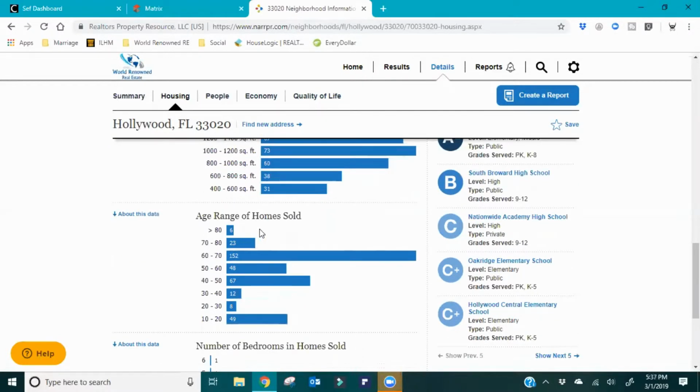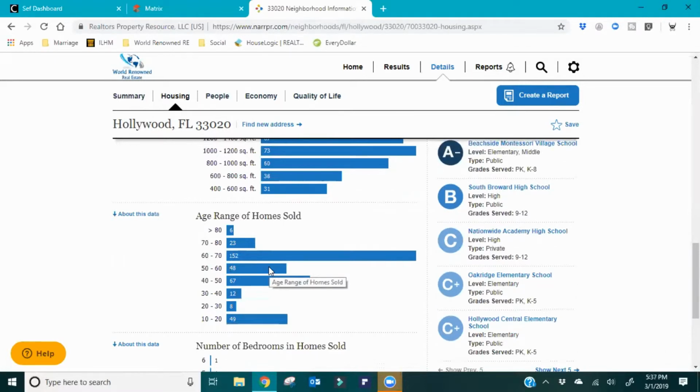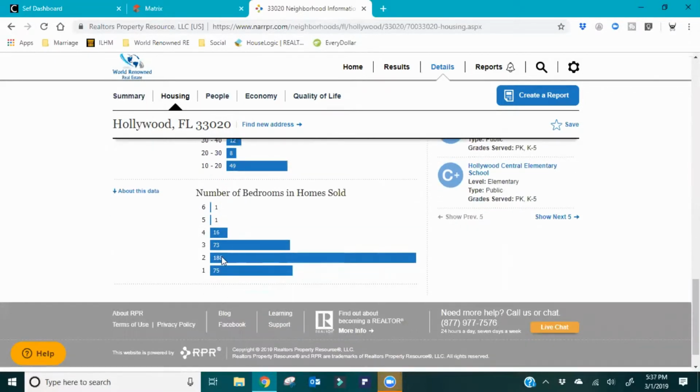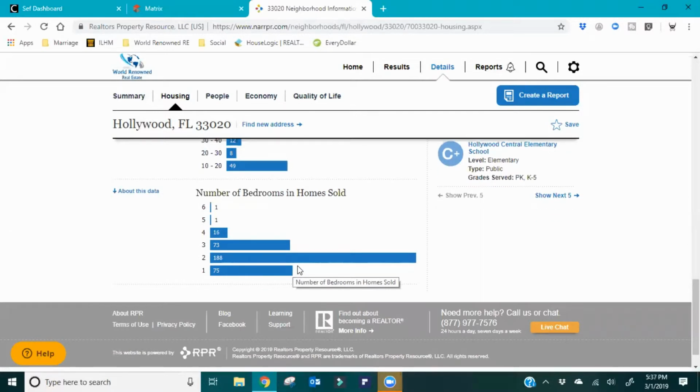And then, of course, the age range of the home sold, 60 to 70 years, that's expected just because of the neighborhood. And then we can look at the number of bedrooms in the home sold. So many areas might say, hey, I have a 3-bedroom, a 3-2, what we consider the typical detached single family home. But in this zip code, the majority of the homes have 2 bedrooms or less, 2 or even 1-bedroom properties.